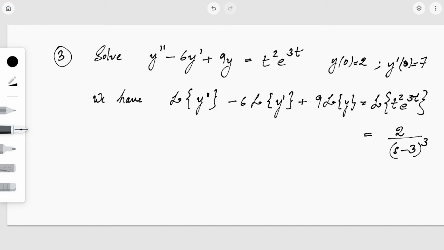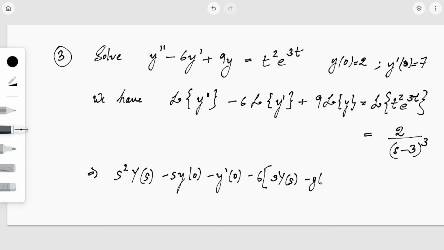Now here we'll apply the formula which we have learned in the previous section, that is s square into Y of s minus s into y of 0 minus y dash of 0 minus 6 into s into Y of s minus y of 0 plus 9 into Y of s is equal to 2 by s minus 3 whole cube.